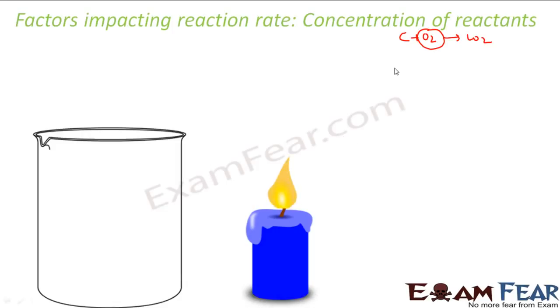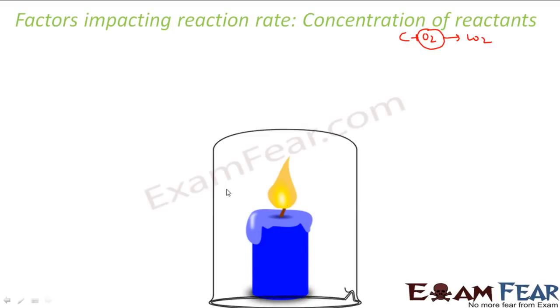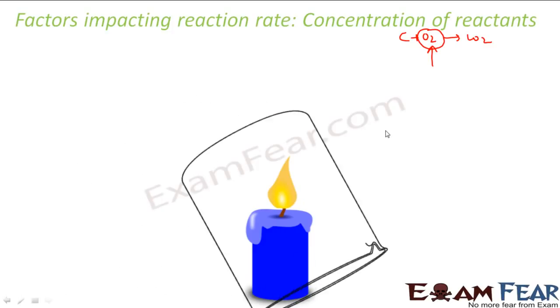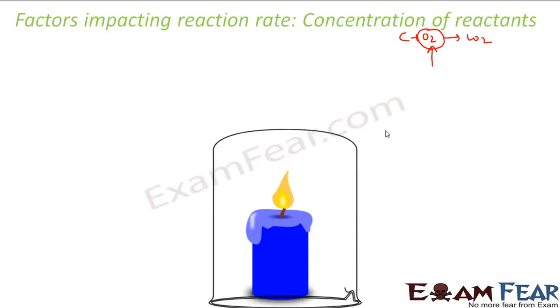Let me repeat this. This is the candle. It is getting sufficient air from the surroundings and working fine. You cover this with this beaker. The oxygen will get consumed. After some time, the candle flame will diminish and then go off. That means the rate of reaction depends on the concentration of oxygen. Earlier, the concentration of oxygen was more and it was perfectly fine. Now the concentration of oxygen is diminishing, so the flame is also less, and finally it goes off.